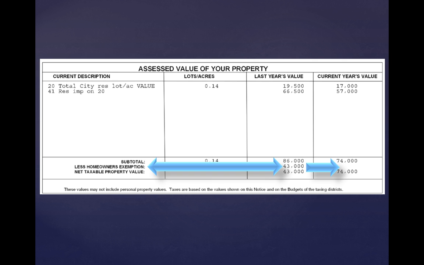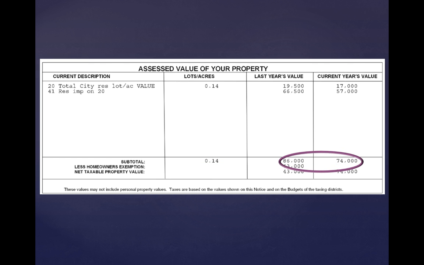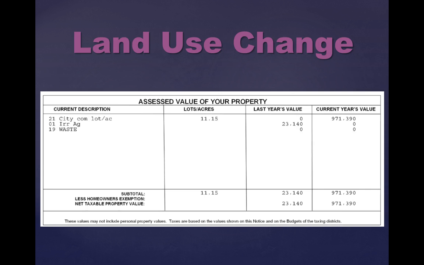Now moving down just below the subtotal line, you'll see the homeowner's exemption line. This line is often overlooked, but it is very important. Last year, this property had an active homeowner's exemption that reduced the total assessed value by $43,000. This year, the property does not have a homeowner's exemption, so this line is left blank. You can see what a difference the homeowner's exemption makes, because even though the total assessed value reduced, the net taxable value, that is, the value that is used to calculate the property tax bill, increased sharply.